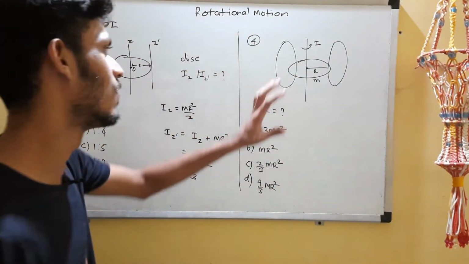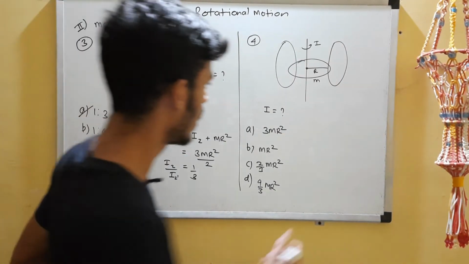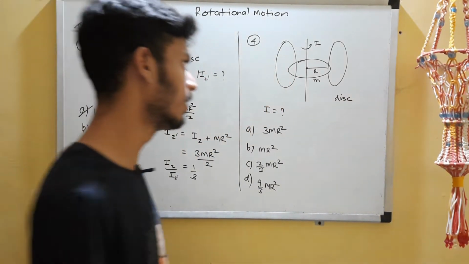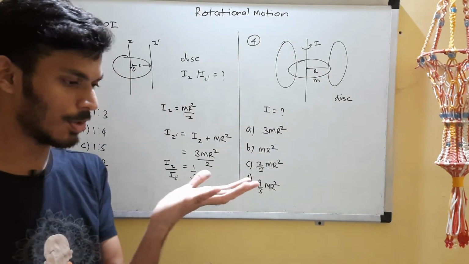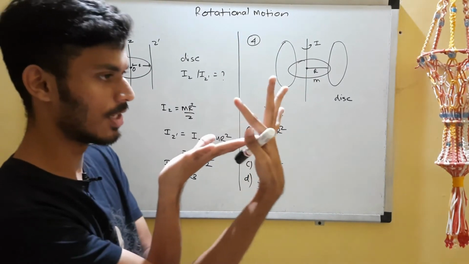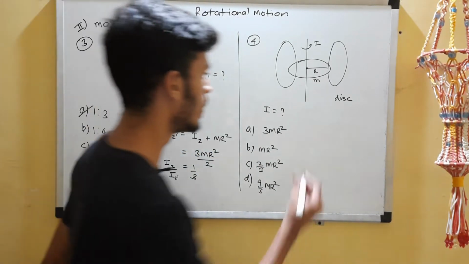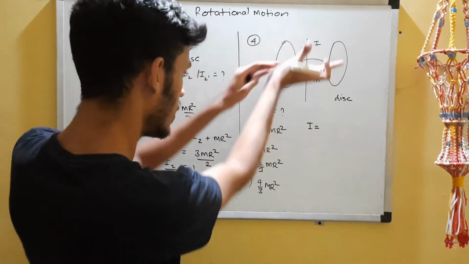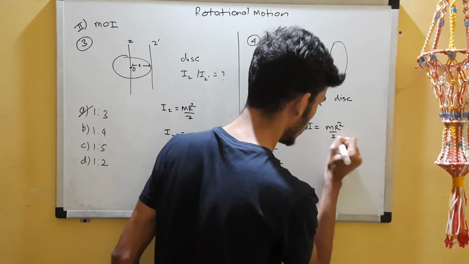Now you are supposed to find the moment of inertia of the system about this axis. These are disks, all of these are disks. Each of them has mass m and radius r. Here we have disk 1, here we have disk 2, and here we have disk 3. So first of all, the moment of inertia will be due to this disk first. So that is mr square by 2 due to that disk.